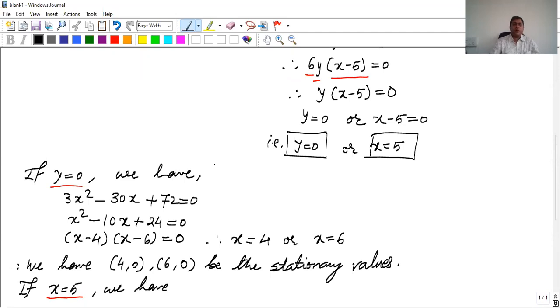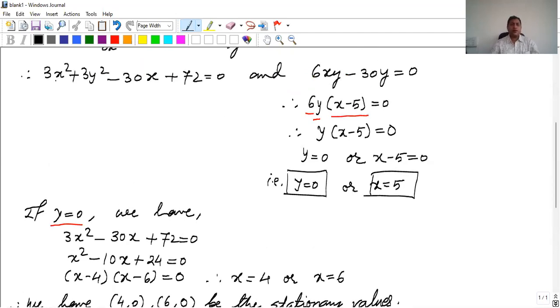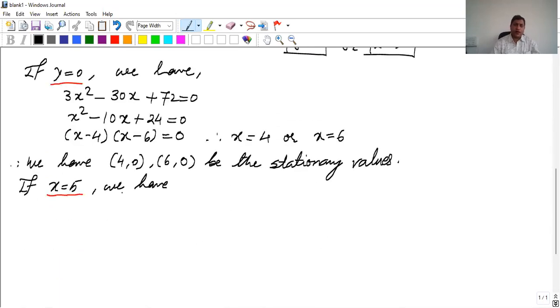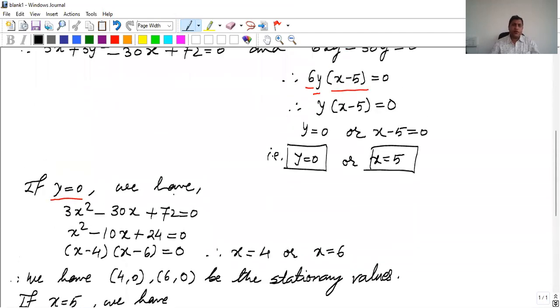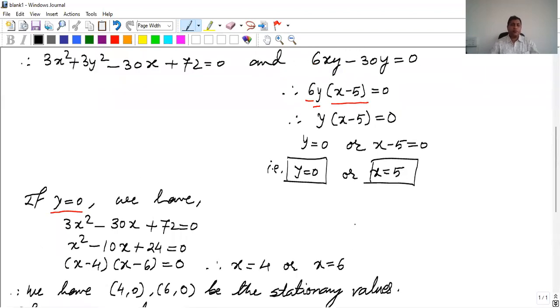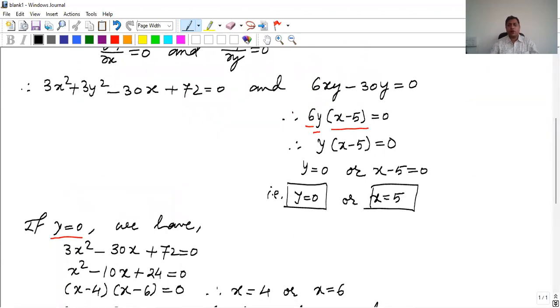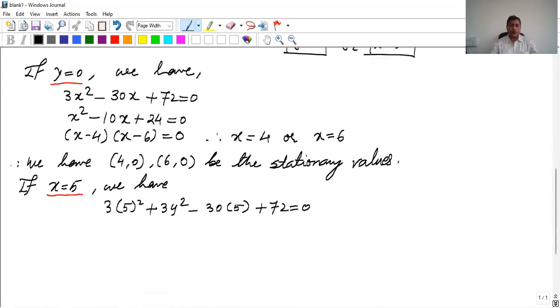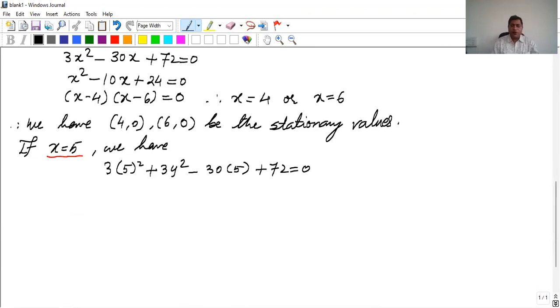So now see this equation. What is the equation we have? 3x² + 3y² − 30x + 72. Okay, here x is going to be 5. So what we can have? We can have 3 × 5², then plus 3y², minus 30 × 5, plus 72 is equal to 0. Is that okay? Here we are putting x = 5 now. We have already used y = 0, so now we are putting x = 5. Now we'll simplify this and we'll try to get the value of y.